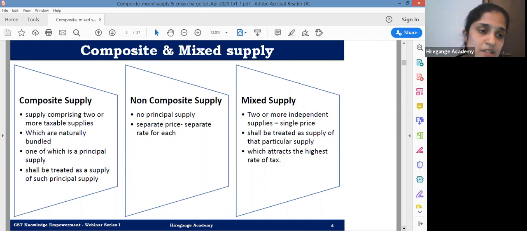Consequently, when we come across this kind of supply, in this example of goods, the tax treatment would be based upon the principal supply, which is of the goods, and the tax rate to be applied is the one which would apply to these goods. In this case, it is very clear.